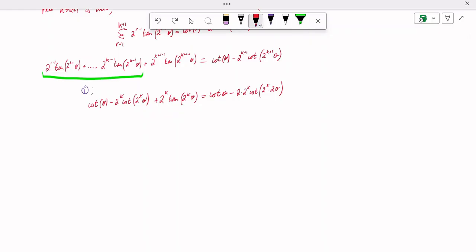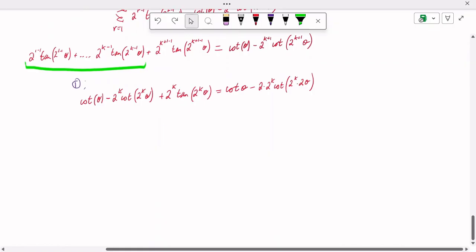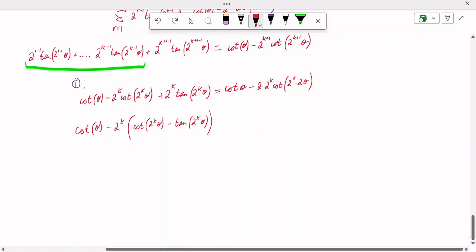Alright, so first of all I'm going to look at what is shared between these two things, and I can see that the 2 to the k is shared. So that leaves me with cot theta take 2 to the k of cot 2 to the k theta minus tan 2 to the k theta. So I guess I've sort of pulled and kept the negative with it because I've got the negative over here, but it would work the other way still.